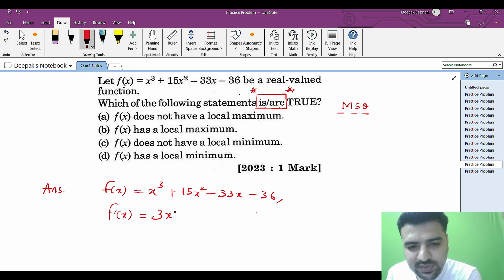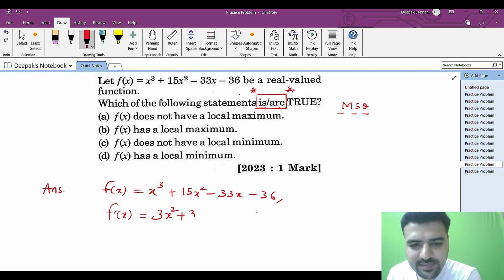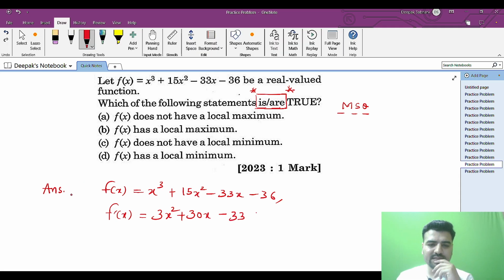is equal to 3x square plus 15 into 2x, so directly I can write it as 30x minus 33. So whenever you are solving a problem from maxima and minima, you need to find the critical points or stationary points.